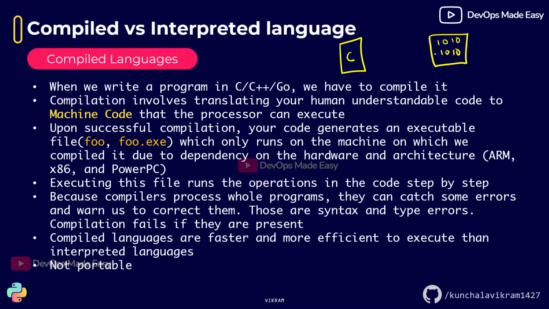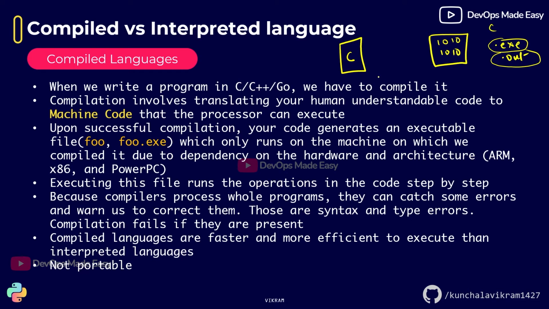Upon successful compilation, your code generates an executable file like .exe or .out file, depending upon the underlying hardware or the machine on which you are compiling. Let's say you are compiling your source code on a Windows system, then the final artifact or executable can be .exe in case of C. Or let's say you are compiling on a Linux based operating system, then the final executable will be in .out format. So depending upon the underlying hardware, your final executable extension will also differ.